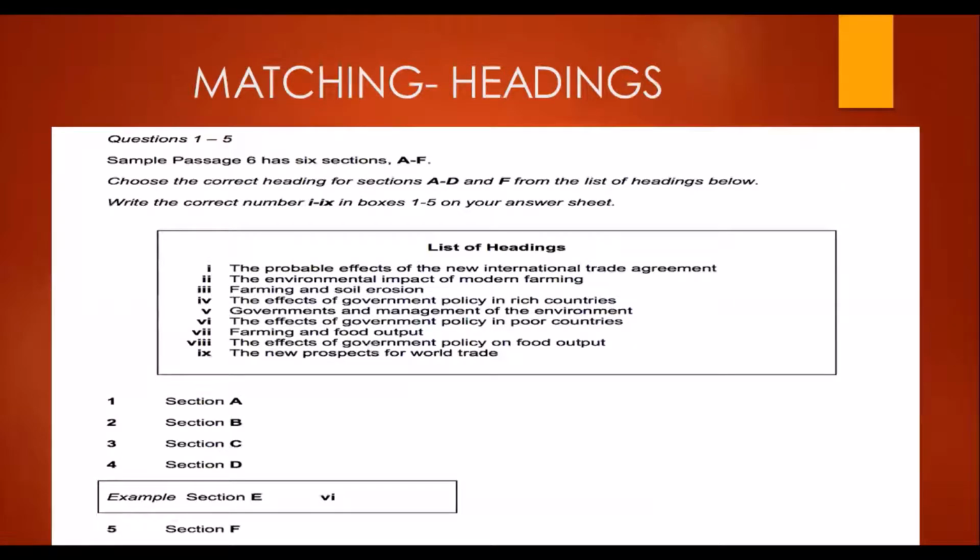The next type of task is matching, and in matching, the first thing is matching headings. You will get a list of headings and you just need to match them with each paragraph. There will be letters given for each paragraph, like A, B, C, D, E, and you just need to read through the paragraph, understand what it is, and relate it with a suitable heading.